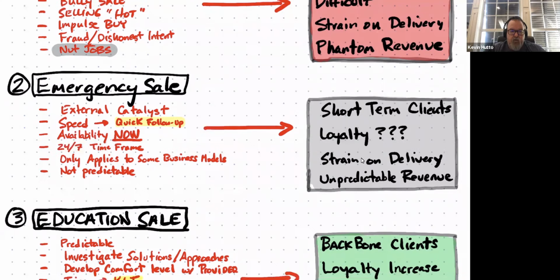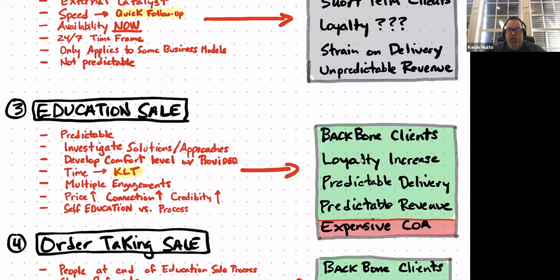Okay, so then the third type of sale, and this is the one that a lot of successful businesses depend on and have built their business around, is the sort of classic deal. This is the education sale. The good thing about the education sale is it's very predictable because you can take people through a process, and they get to the end of the process and are usually warmed up to the point where they can make an educated buying decision.